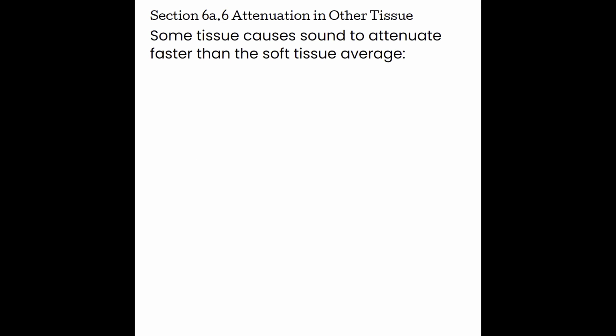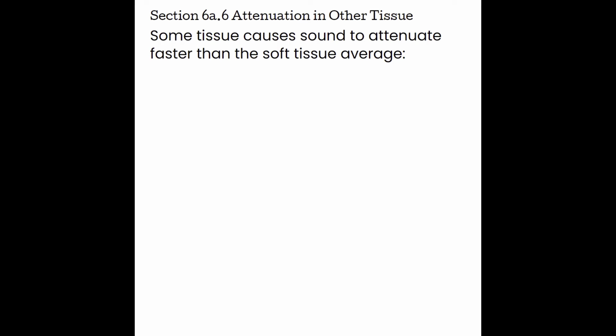And our last section of Unit 6A is going to be Section 6A.6, Attenuation in Other Tissues. Now, the ultrasound machine assumes a soft tissue average to calculate the propagation speed of the sound beam, and we also use the idea of soft tissue to calculate attenuation. However, we know that the sound beam is going to interact with other types of tissue. Some of the tissue in the body is going to cause sound to attenuate faster than the soft tissue average.